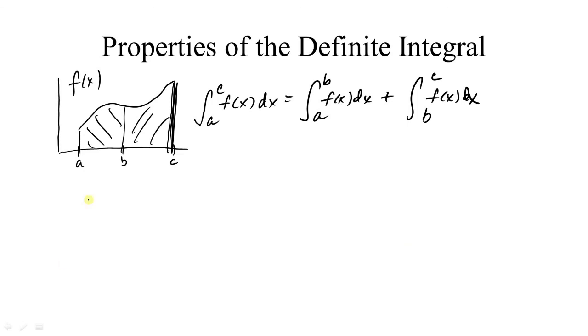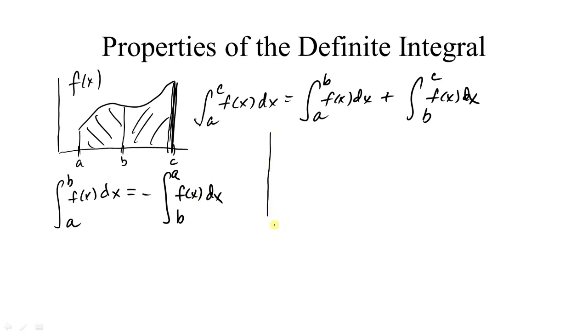The next property is that if we integrate a function from A to B of f of x dx, it's equal to the negative of the integral from b to a of f of x dx. And we'll talk about this a little more in class. And then the last property I'm going to talk about is the area between curves.